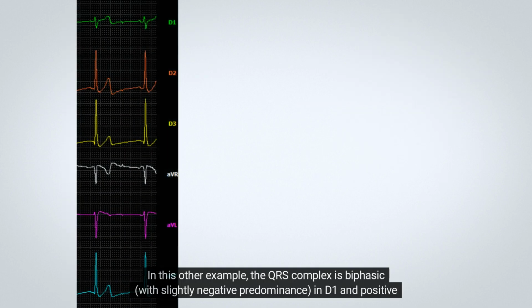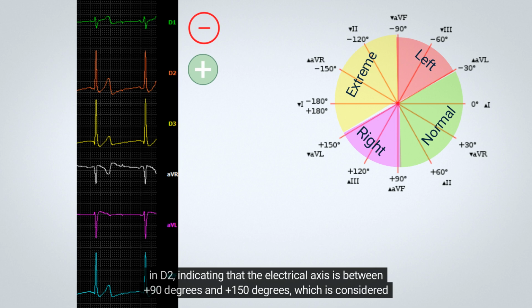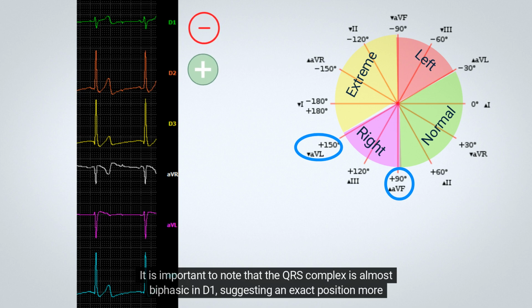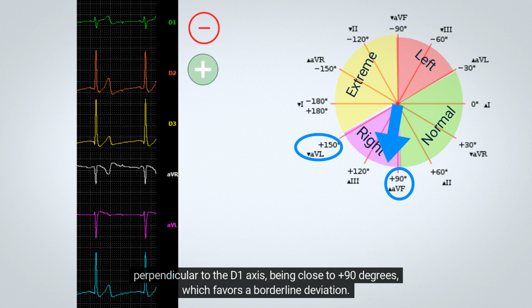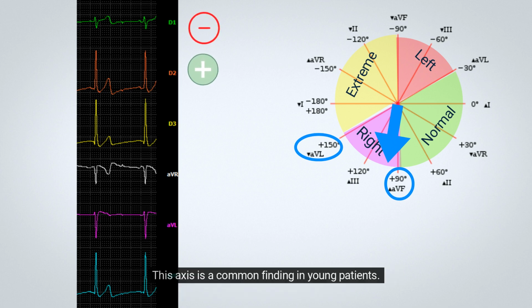In this other example, the QRS complex is biphasic, with slightly negative predominance in D1 and positive in D2, indicating that the electrical axis is between 90 degrees and 150 degrees, which is considered rightward deviation, or at least borderline rightward deviation. It is important to note that the QRS complex is almost biphasic in D1, suggesting an exact position more perpendicular to the D1 axis, being close to 90 degrees, which favors a borderline deviation. This axis is a common finding in young patients.